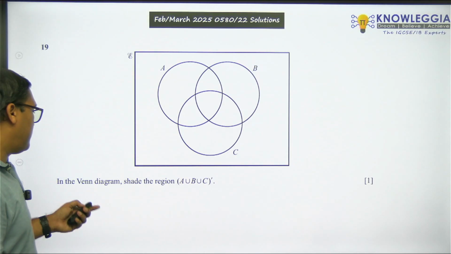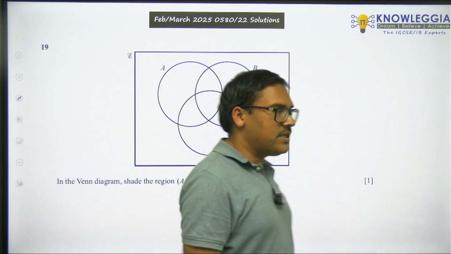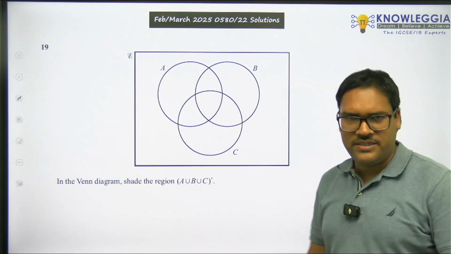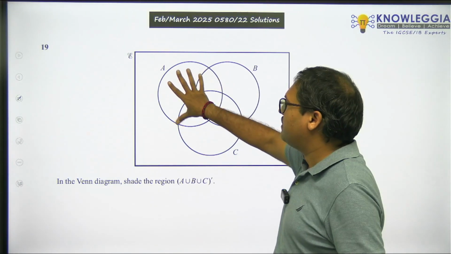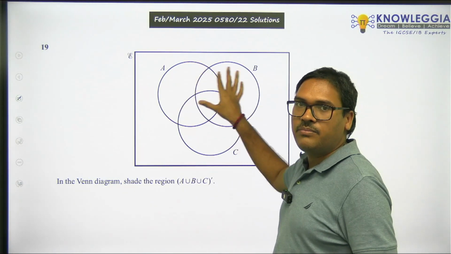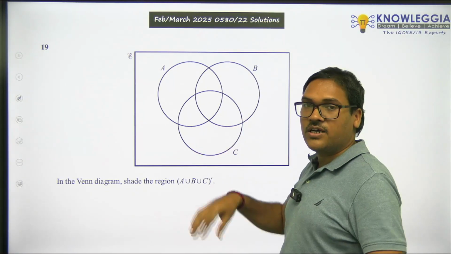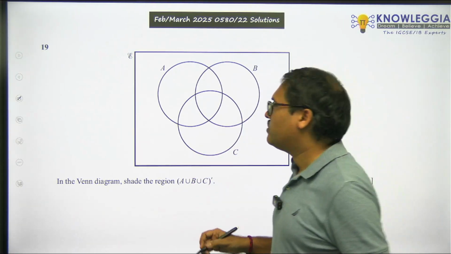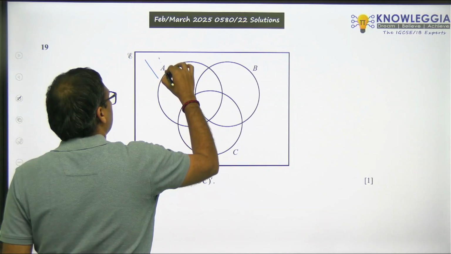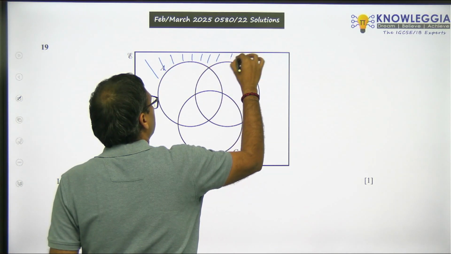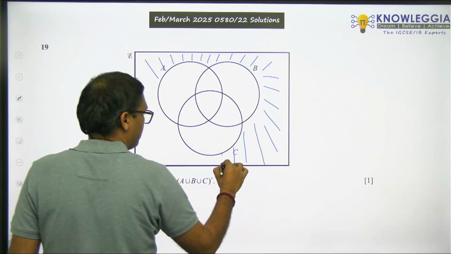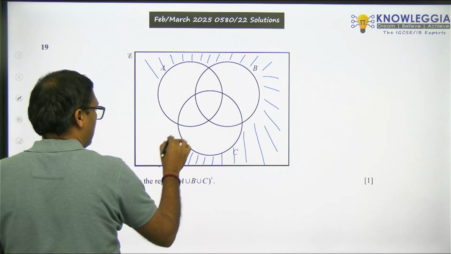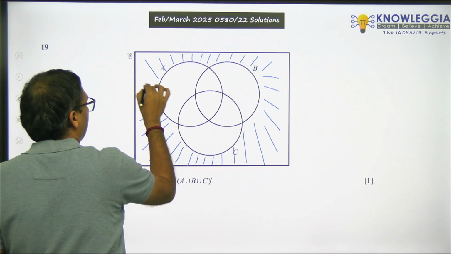Now the next question. Shade the region A union B union C complement. Now this is one of the easiest things you can have. What is A union B union C? That is this part. This is the complete inside of A, B or C. Now what is the meaning of complement? Which is outside this. So this is just the region which is outside these circles. So this is the answer. You can easily understand this.